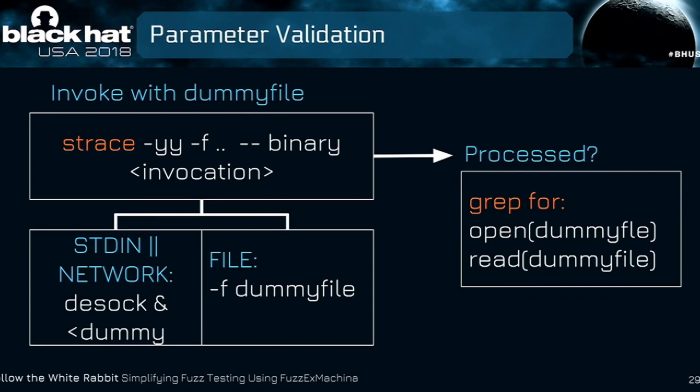And in the case of a parameter that we suspect leads to the processing of input via standard in or network, we just pipe the contents of the dummy file to standard in. Remember, we desock the binary. And then after we've done this, we check the system calls of that particular execution and grep for open or read calls for our dummy file. And if the system calls for that particular execution contained those calls, then we know that our parameter indeed led to the processing of user-defined input.